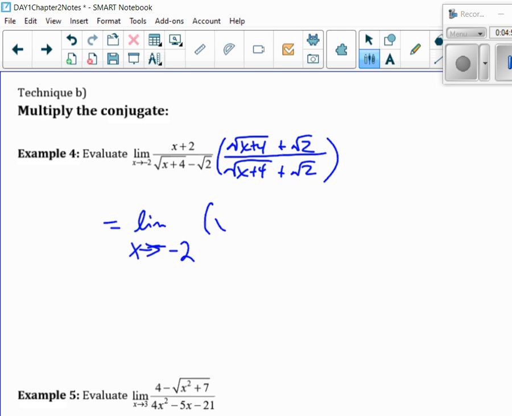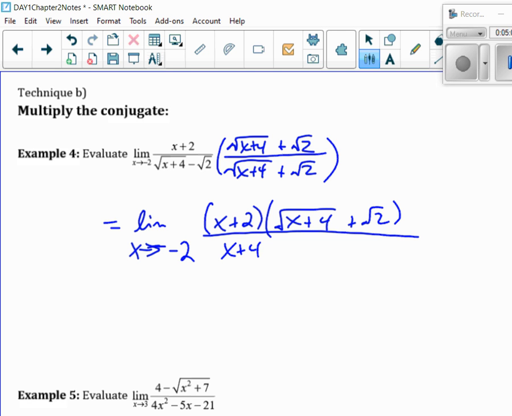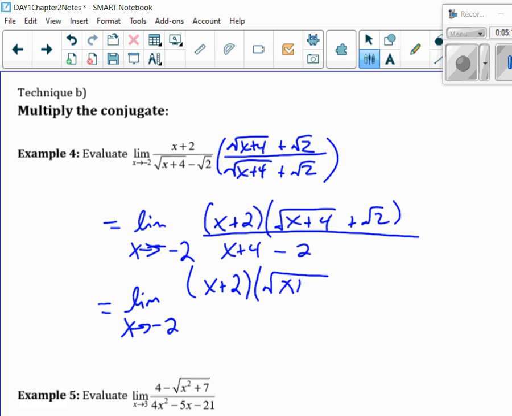So it's x plus 2 times root of x plus 4 plus √2, all over, what do we get at the bottom? x plus 4 minus 2, which then simplifies. How did you just get that? The conjugate. You have to FOIL the bottom. Does everybody see this is the reason I didn't multiply the x plus 2 in? Because this is going to happen, okay?